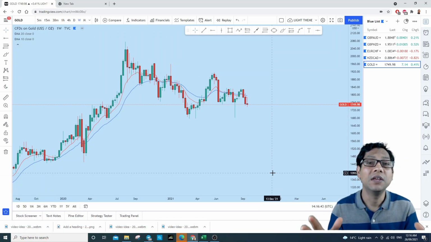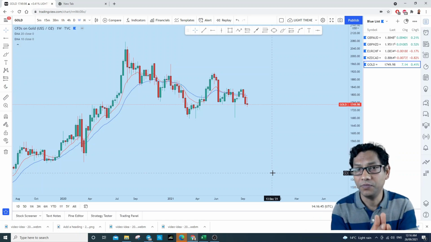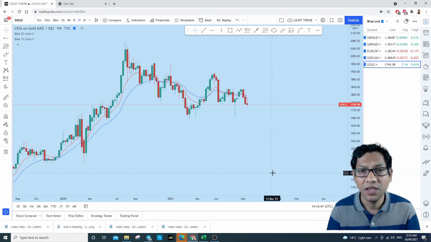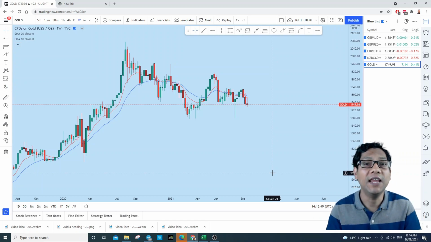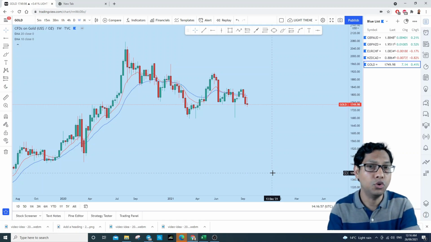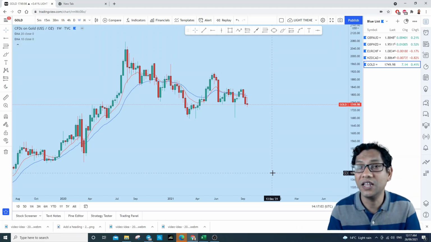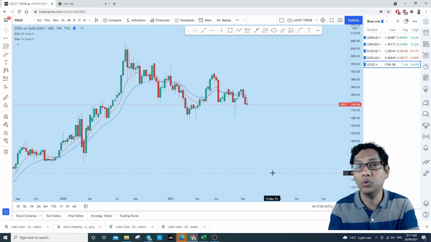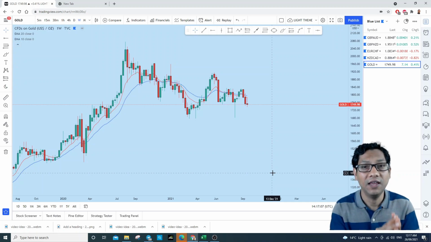Before I begin, just a quick disclaimer is that this is my own opinion about the market, and at any point the market may do completely different than what I have analyzed. So make sure you do your own analysis and also manage your risk so that if there is anything wrong, you don't lose your capital. With that, let's begin.